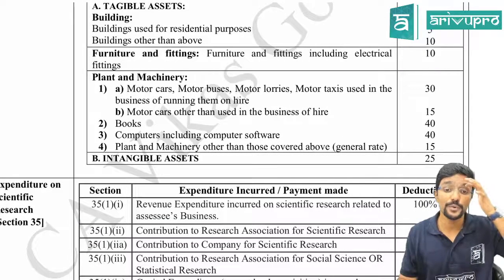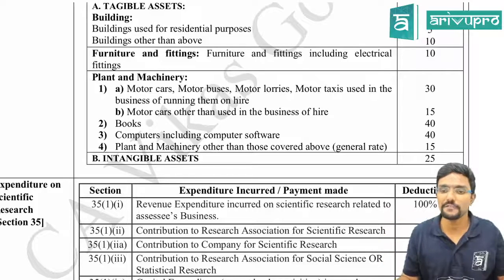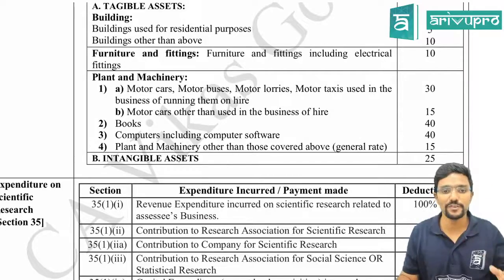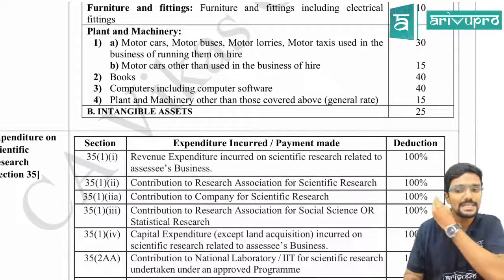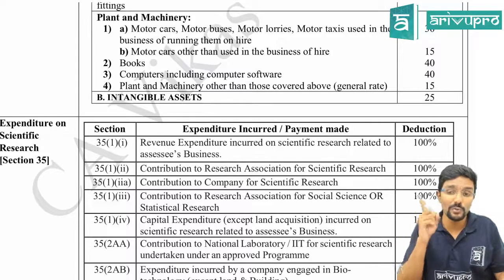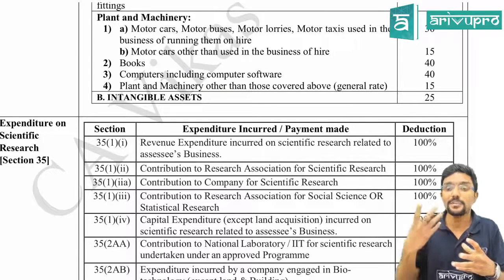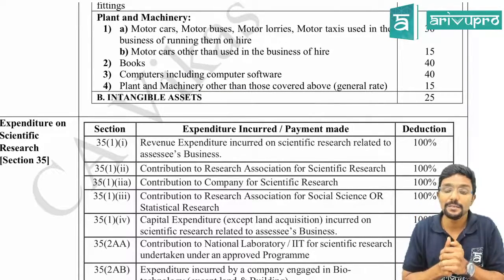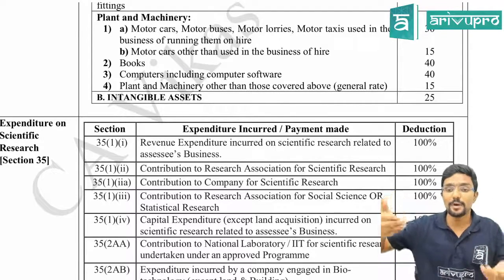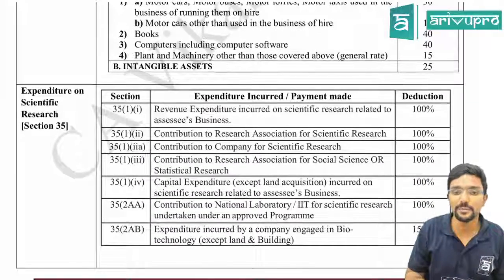Then for books, computer and computer software, the depreciation rate is 40%. For all other plant and machinery, 15%. If in the exam they use only the words plant and machinery, always apply 15%. Then for all intangible assets the depreciation rate is 25%. But for one intangible asset, that is the license fee for a telecommunication services company, they can claim amortization on that. So throughout their license life, they can claim amortization and not depreciation. Agree? This is only applicable for telecommunication companies.